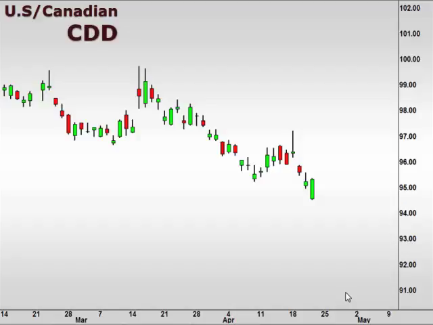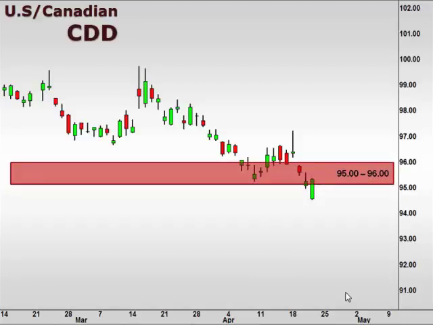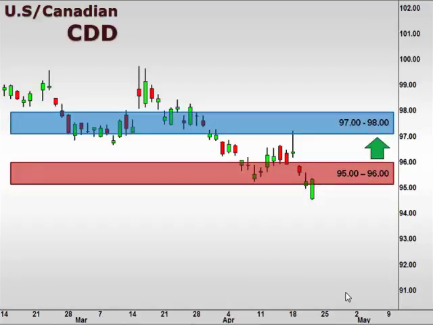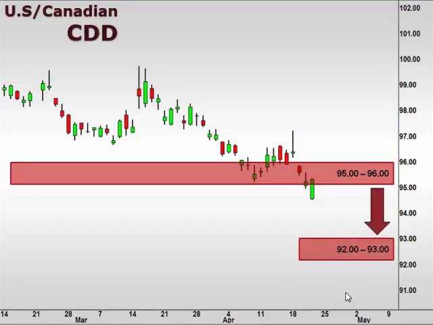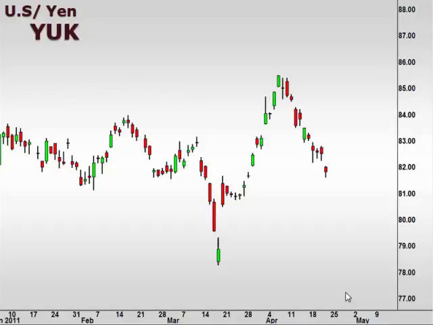Next up, the CDD, the U.S. versus the Canadian dollar. Well, the CDD broke below 75 last week, but closed back within that zone on Friday. Now, the 97-98 focal zone remains a key overhead resistance, and although we may see a bounce this week, the trend remains to the downside with the possibility of a test of this 92-93 focal zone as the next support level.